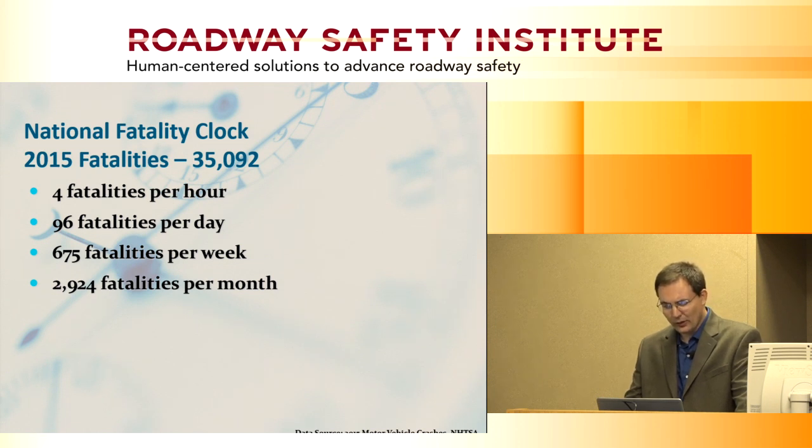I like to use this clock as a sober reminder of what we're dealing with. This isn't just an academic discussion. This is a real-life discussion. 4 fatalities per hour if you take 2015 numbers and divide them by 365 and the number of hours per day. But 96 is the number I want to grab onto.